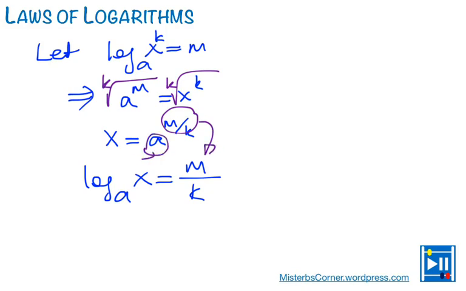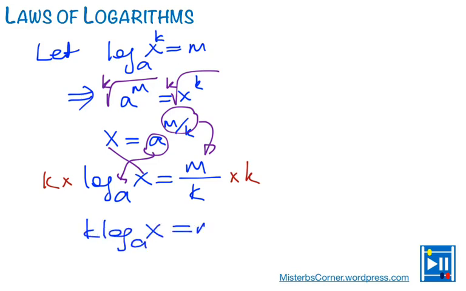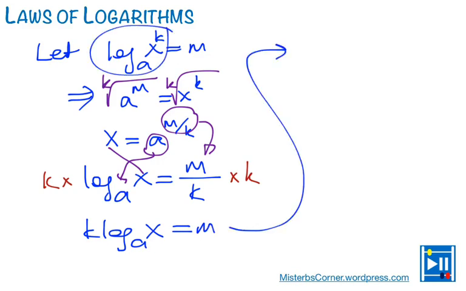The base goes here, and x goes here. So it's log in base a of x equals m over k. Multiplying both sides by k, I end up with k times logarithm in base a of x being m. Now, what is m? m is this expression.